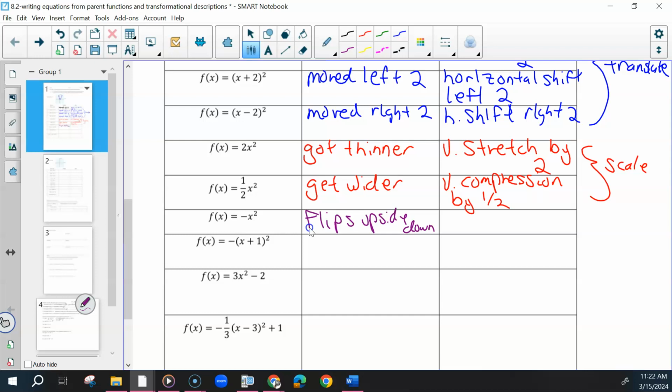And you might see it one of two ways. Written as a vertical reflection. So it's doing this, so that's vertical. Or you can see it as a reflection over the x-axis. So it was sitting on the x-axis and it reflected over it. They both mean the same thing, but you may see either or. So vertical reflection or reflect over the x-axis.